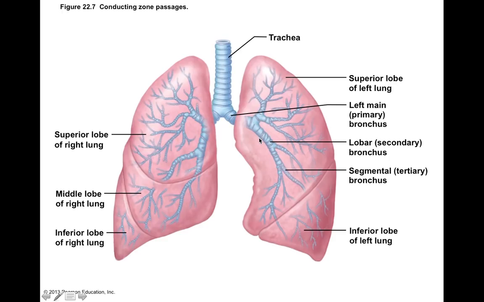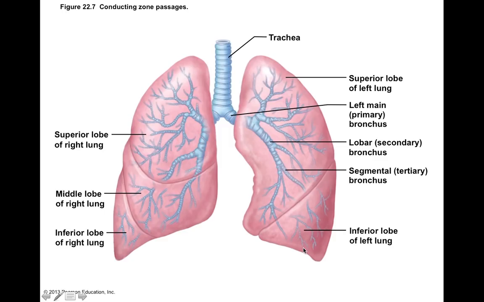How about when it branches down here? Is that secondary or tertiary? This is also secondary because this is primary still, and it splits here to form one secondary and here to form another secondary, and this one goes all the way down to the inferior lobe of your right lung. I'm sorry, your left lung. Just kidding. So how many lobes are in the left lung?